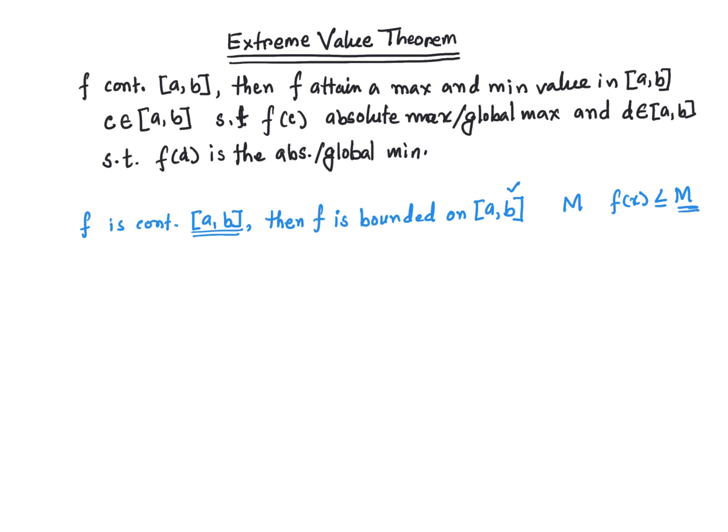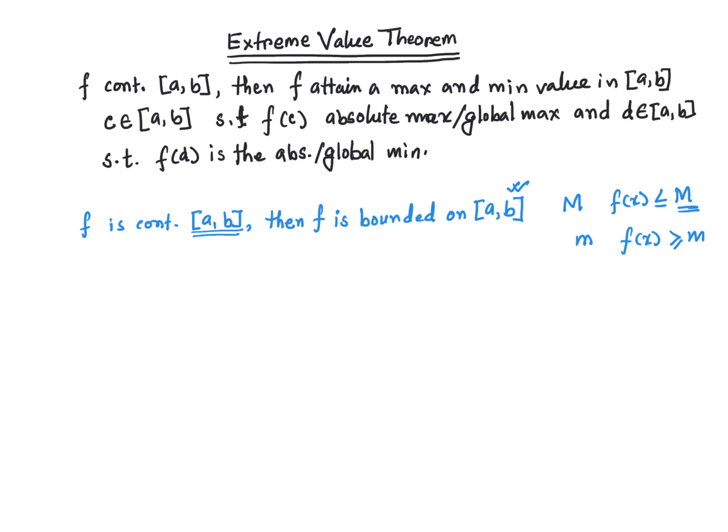When we say bounded, there is a little bit of a tricky thing here. It could be bounded above or bounded below. Bounded below is the case when there is a little m such that f of x is greater than or equal to little m for all values of x in this closed interval. So if f is continuous, then f is bounded on that closed interval. Continuous on a closed interval implies boundedness on that closed interval.